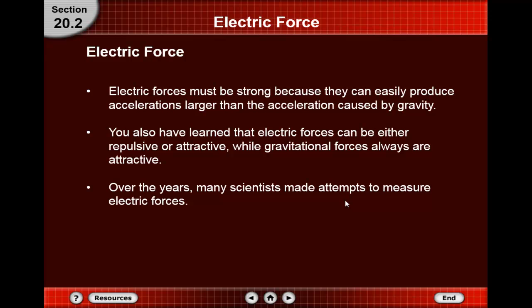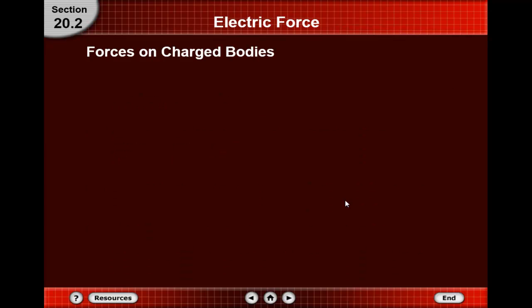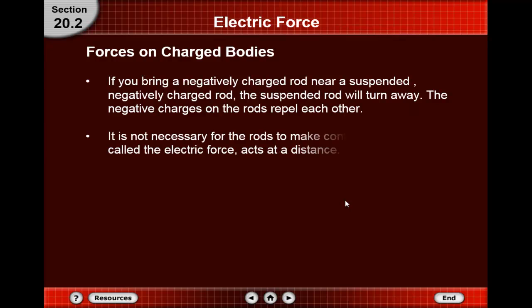Many scientists made attempts to measure electric force. The first one, Daniel, made some crude measurements in 1760, and in 1770 a scientist called Henry showed that the electric force must obey an inverse square force law. If you bring a negative charged rod near a suspended negative charged rod, the suspended rod will turn away, and the negative charges on the rods repel each other. It is not necessary for the rods to make contact. The force, called the electric force, acts at a distance.